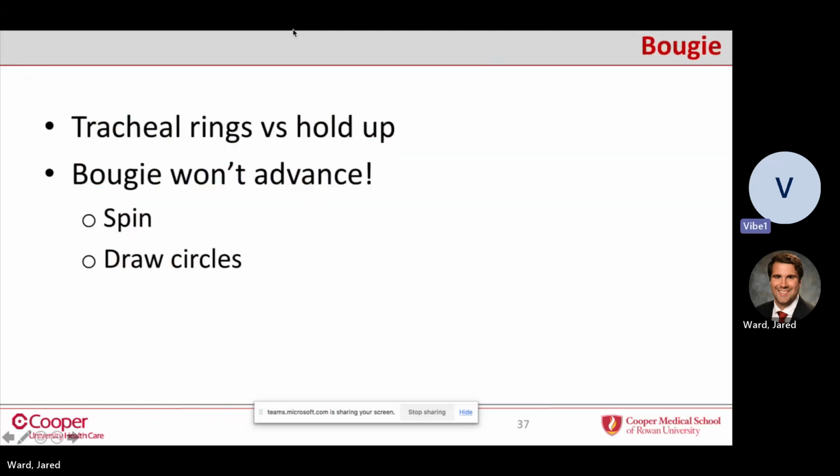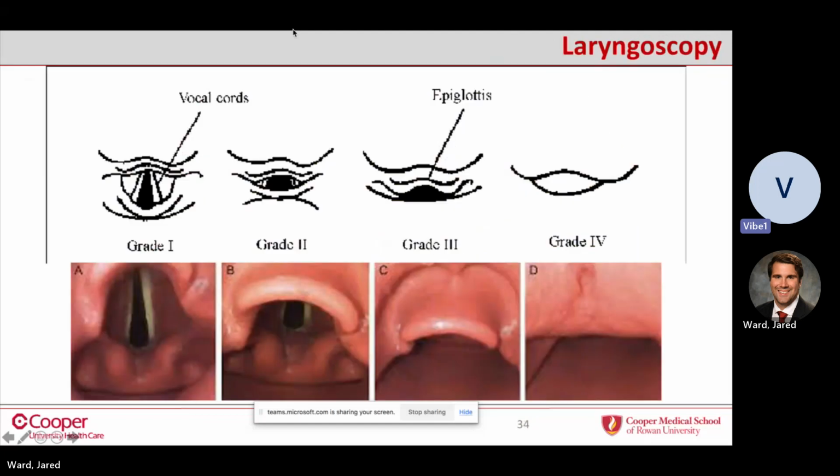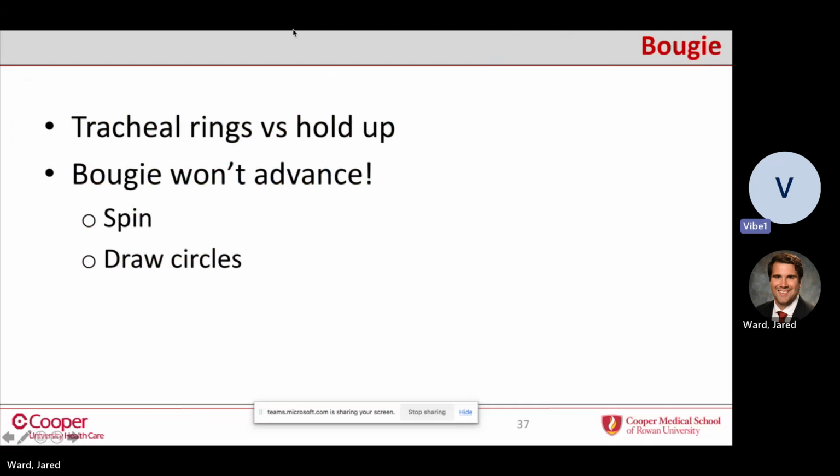With the bougie, you'll feel the tracheal rings, click, click, click. Sometimes anesthesia will intubate a grade 4 view with a bougie, and they'll feel for the tracheal rings. When they feel the click, click, click, they know the bougie's in, regardless of whether they got their view or not. I would not recommend that.